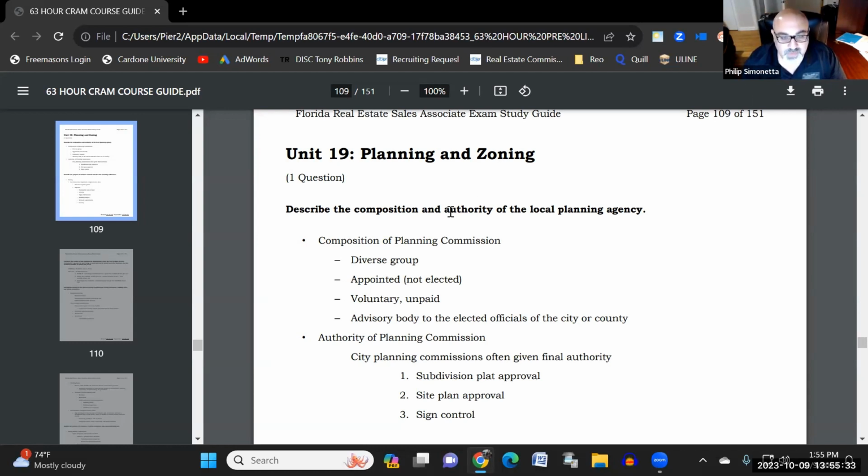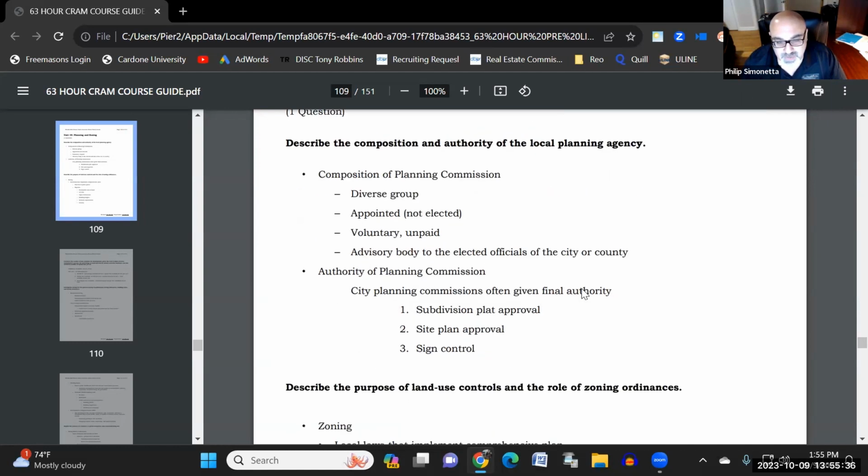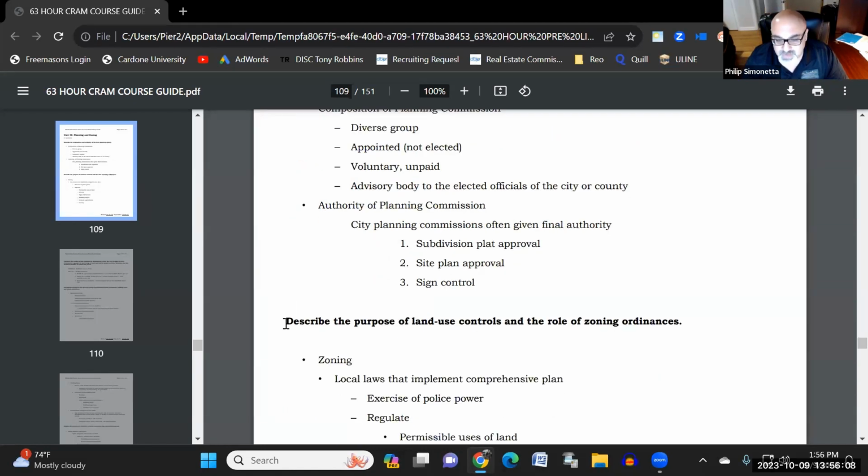So the first thing with planning and zoning, you need to be able to describe the composition and authority of the local planning agency. So the composition of the planning commission, it's a diverse group. They're appointed, they're not elected. It's a voluntary position that is unpaid. They are an advisory board to the elected officials of the city or the county on what ways to go with decisions. So they advise them. The authority of the planning commission: the city planning commission often gives final authority on subdivision plat approval, site plan approval, and sign control.